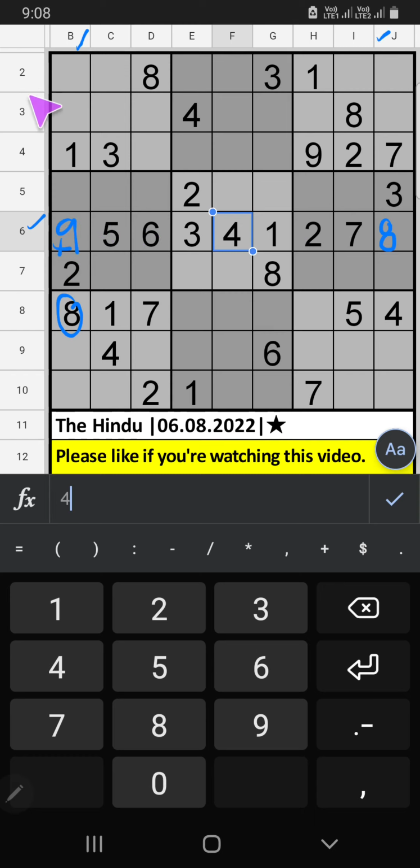Column J, second row, we have 3. So 3 can't come in these cells. Then 3 is confirmed here. Ninth grid, we have 5 and 4. So 5 and 4 can't come in these cells. It will come in another 2 cells. We will confirm later.